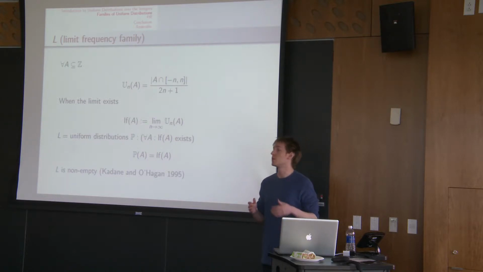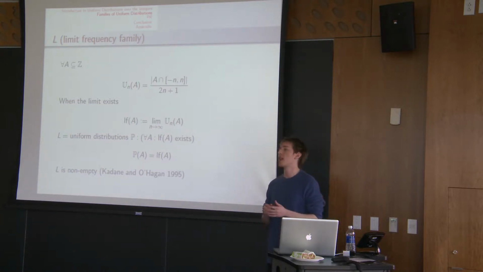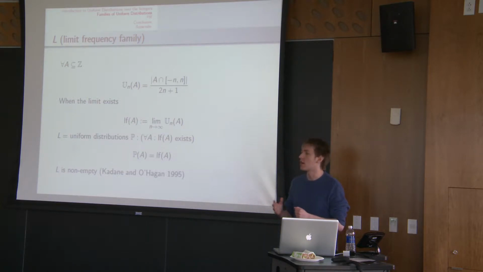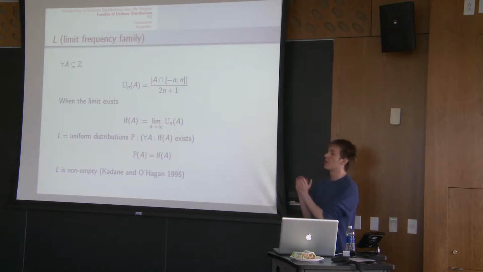Okay, so the limit frequency family says we should be able to recover our notion of uniformity on infinite sets by considering uniformity on bounded intervals. So let u_n denote the uniform distribution on negative n to n. Then the probability of a set A under u_n is just the cardinality, which I denote with the absolute value sign, of A intersected with the interval. So that's the proportion of the interval in A, divided by the number of points.